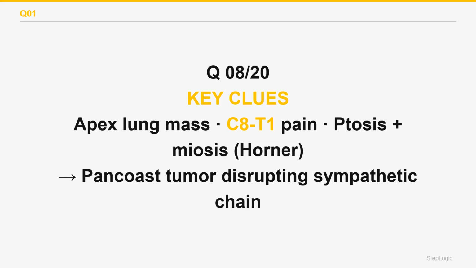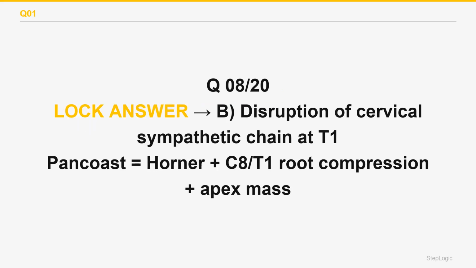It invades the sympathetic chain as it exits at T1, causing Horner syndrome. The sympathetic innervation of the eye controls the superior tarsal muscle, minor levator, ptosis; the dilator pupillae, miosis when lost; and sweat glands, anhidrosis. Simultaneously, C8, T1 nerve roots are compressed. Medial forearm pain, fourth and fifth finger numbness, intrinsic hand weakness.